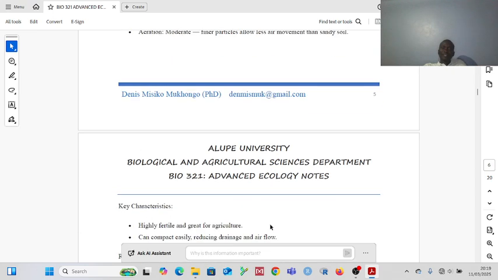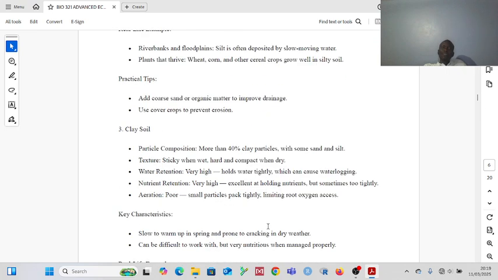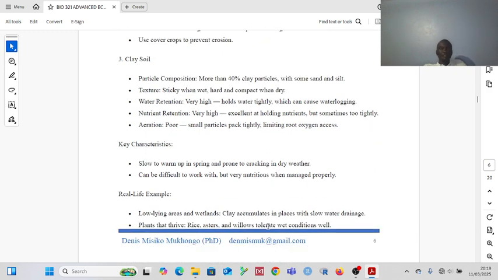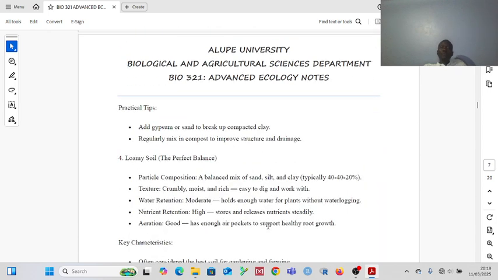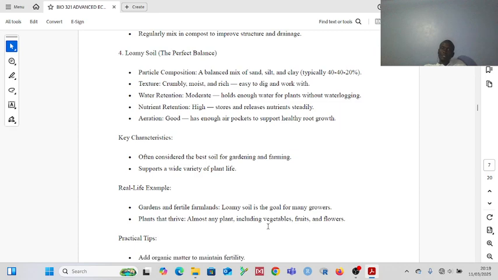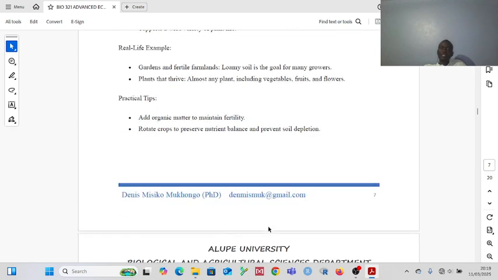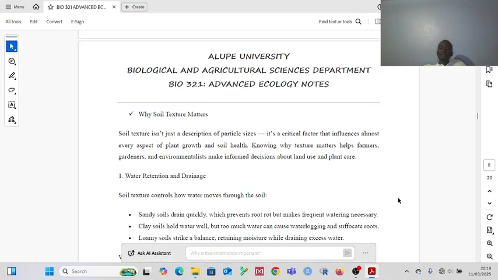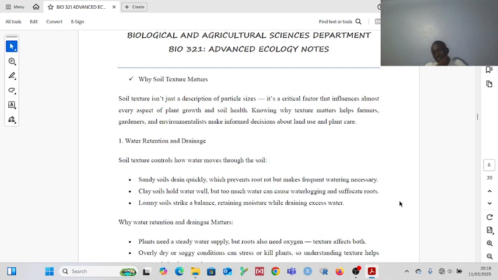Okay, so all the other characteristics remain the same. The clay particles will constitute the clay soil. Equally, when the loam particles now constitute the type of soil, then it becomes loamy soil. Okay. So all the other characteristics, as I've said, remain the same, the ones we were giving for the types of the soil particles.